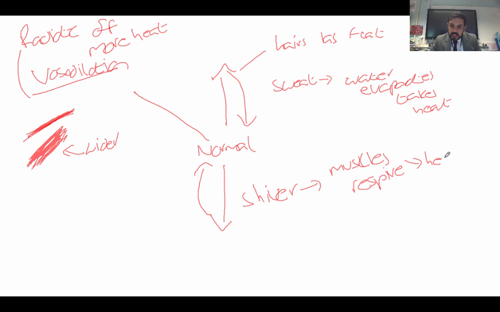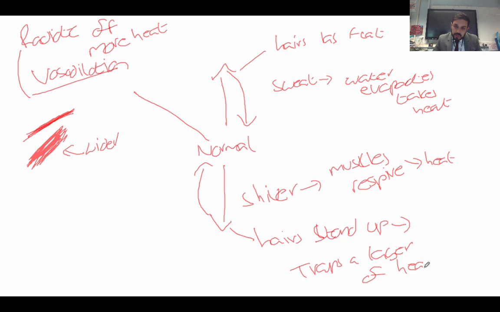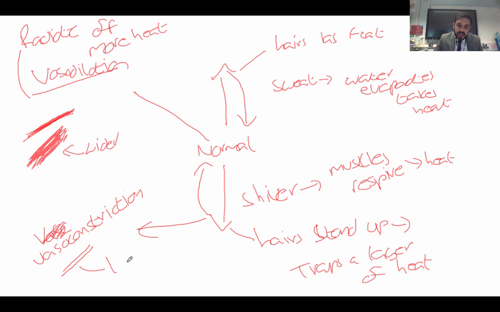Hairs stand up. Why is that useful? It's because it traps a layer of heat. And then finally, vasoconstriction. So instead of them getting wider, instead they get skinnier. So they constrict, they get smaller. So less blood flows through, and therefore less heat radiated off. Boom, that's homeostasis in regards to controlling body temperature.